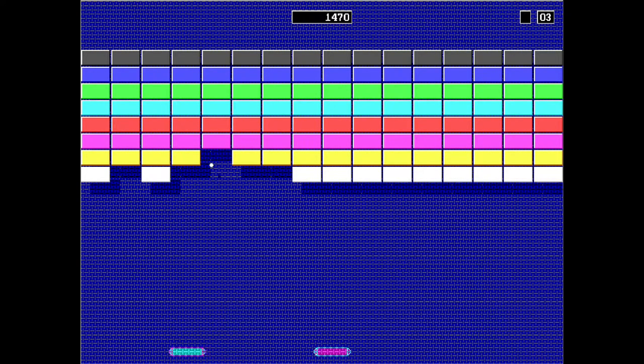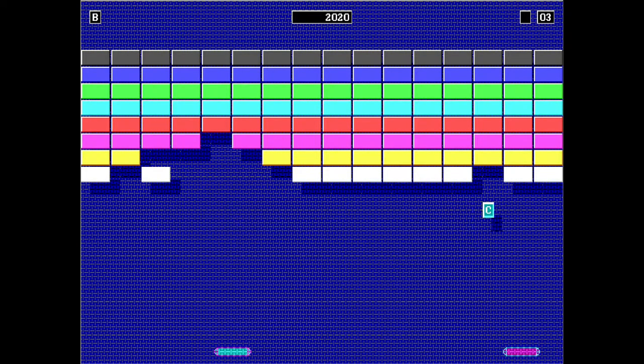You've got your beeps and boops. You've got your breakout style thing. And you've got various things that you pick up with the other paddle. Oh, that has put a B on the thing. Is this some sort of bonus thing? Oh, the ball bounces off the... interesting. It bounces off the power-ups. So you have to sort of keep an eye out for them.